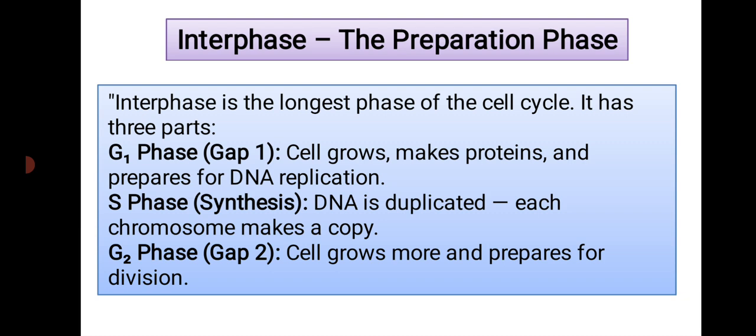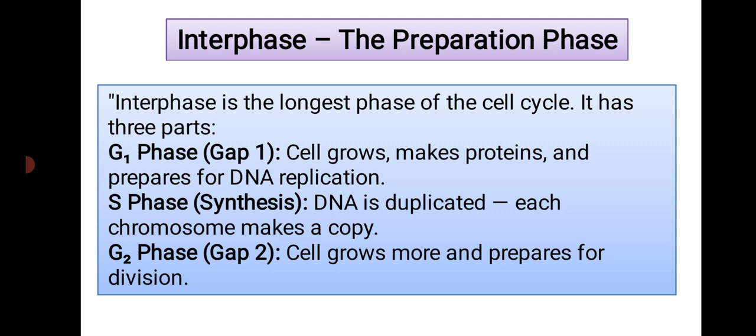So this mainly occurs in the G1 phase. In the S phase, S stands for synthesis. DNA duplicates in the S phase, and each chromosome makes a copy. That is what mainly occurs in the S phase. In the G2 phase, the gap 2 phase, the cell grows more and prepares for division. That is the three main stages of the interphase.